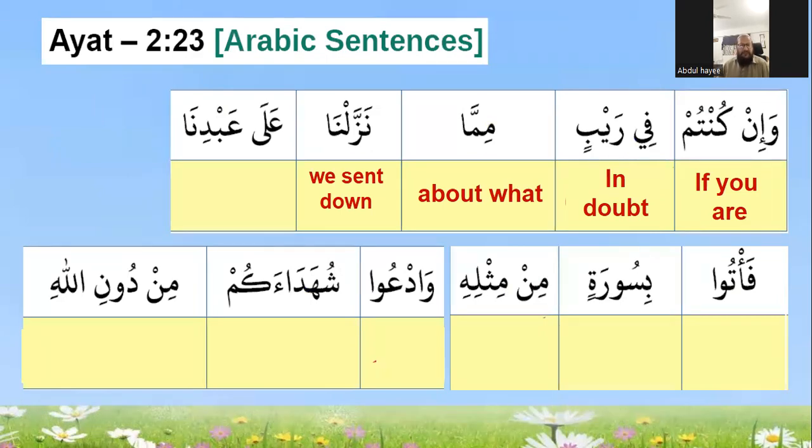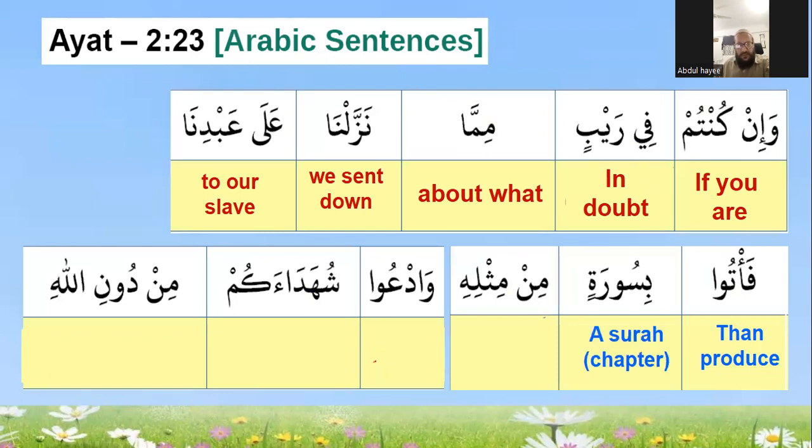Ala abdina. What is the translation of ala abdina? Ala means on, and abdina means our slave. So on our slave. Fa'tu: fa means so, atu means bring or produce. Fa'tu, then produce.